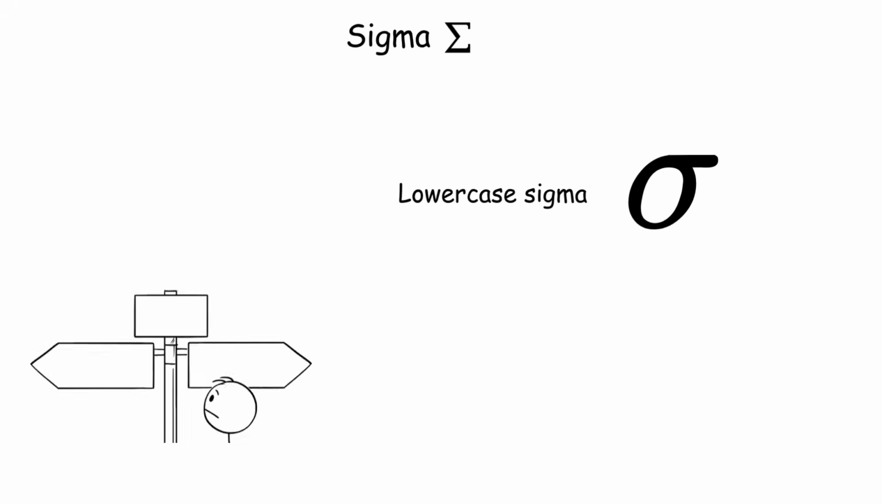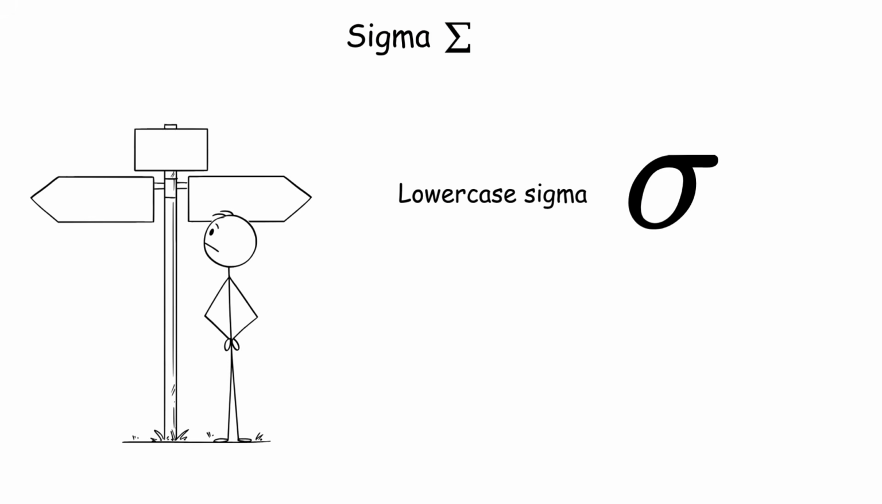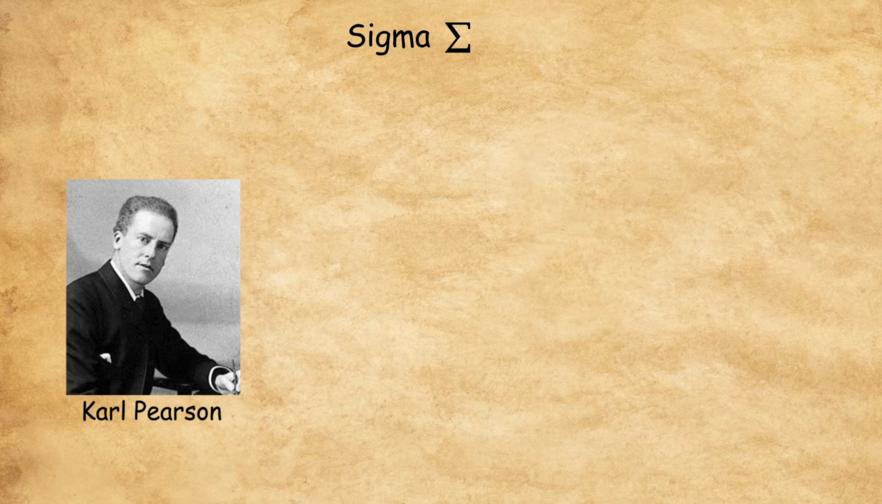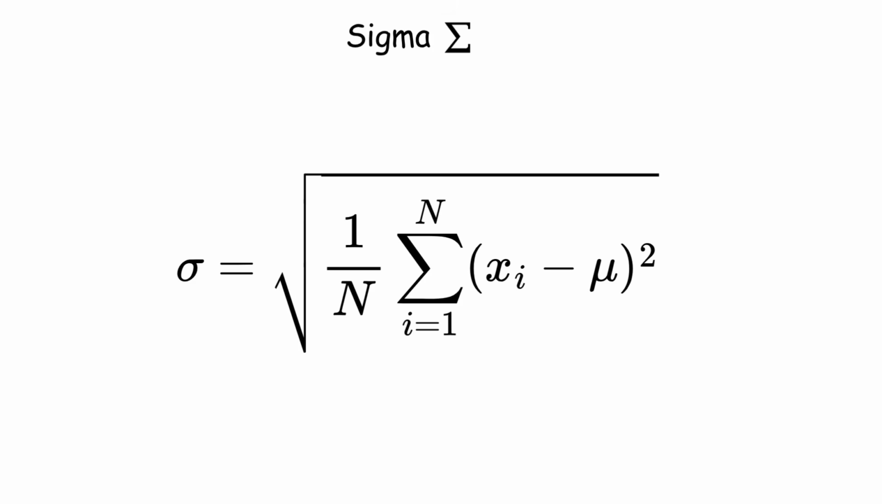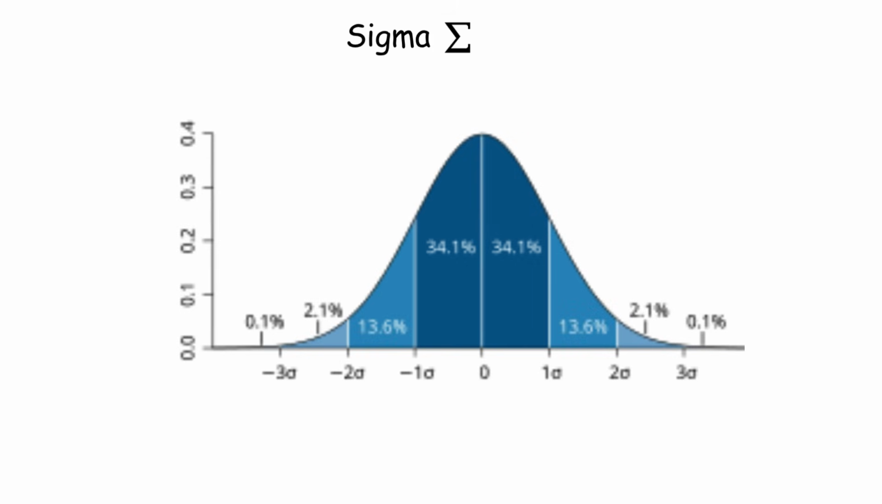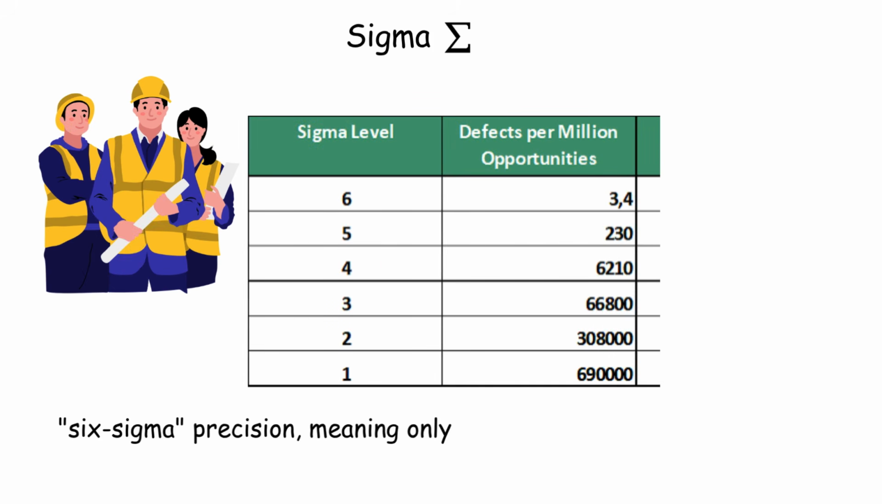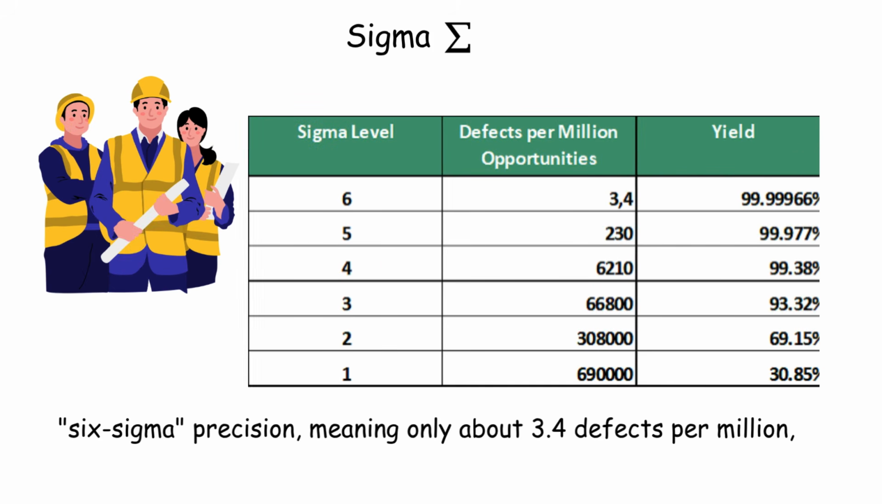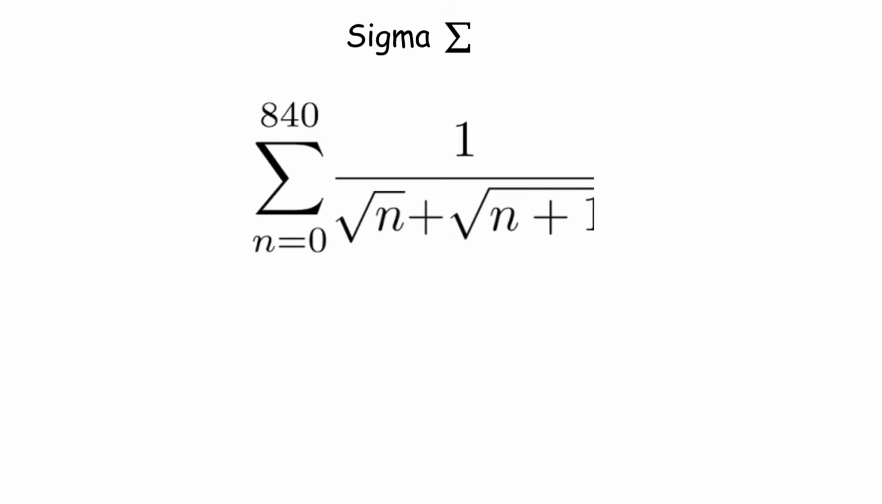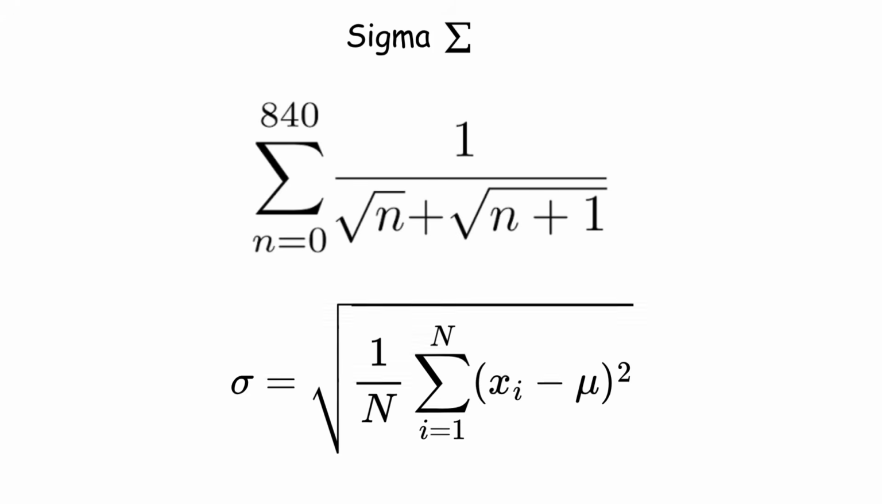Lowercase sigma took a completely separate path a century later, when Karl Pearson needed a way to measure how spread out a set of data is around its average, and it became the symbol for standard deviation. Think of it as a measure of how typical is this data point. In quality control, engineers aim for six sigma precision, meaning only about 4 defects per million, a bar so tight it's become a shorthand for near perfection in manufacturing. So capital sigma always signals an operation, sum this up, while lowercase sigma signals a specific real-world quantity.